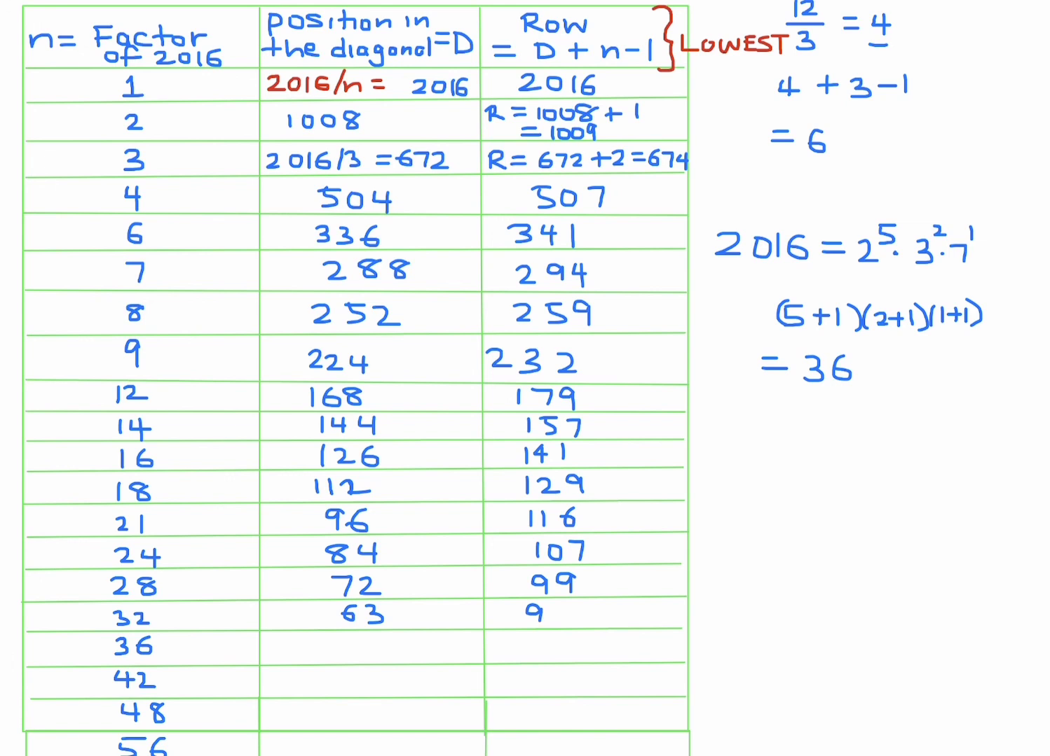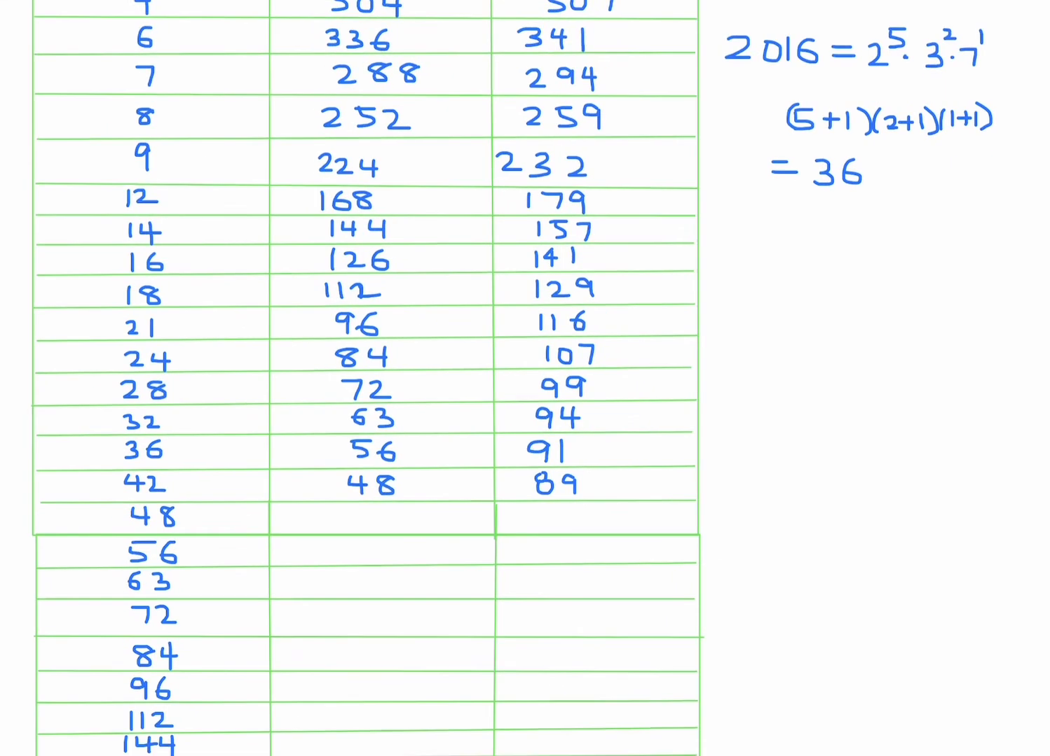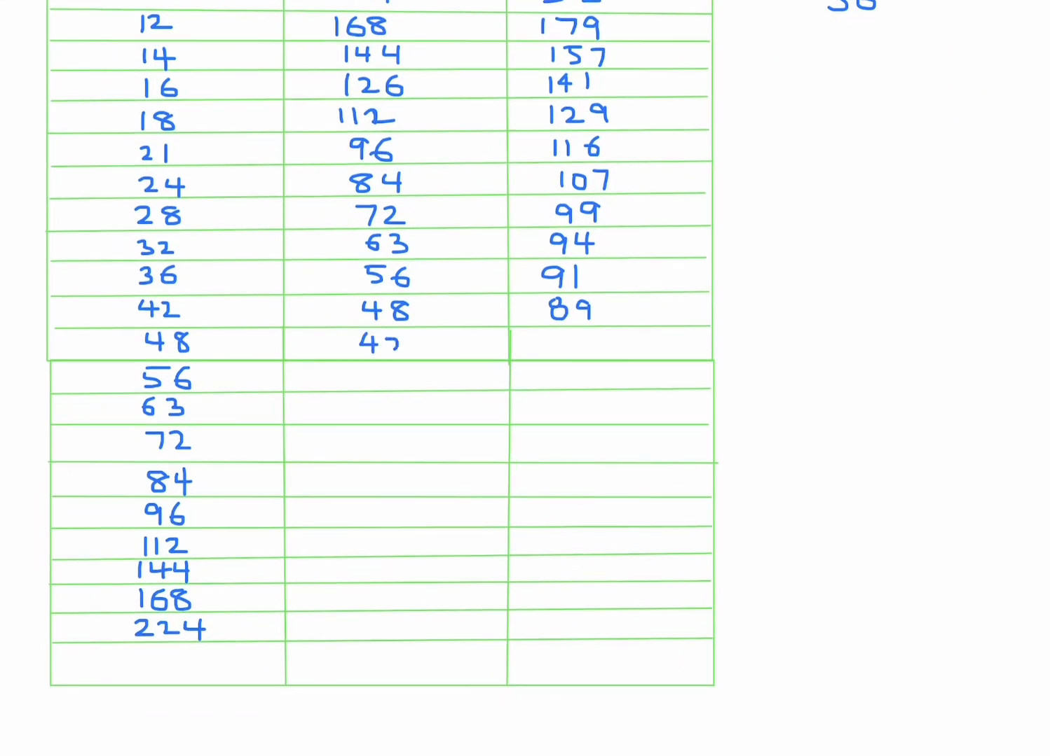63, 94. That is one of the answer choices. 56, 91, 48, and 89. And then 42, again 89, and then 36 and 91. Aha, it goes back up now, and I have a feeling it's going to go back up again. So 32, 94, there we go, it does. 28, 99, 24, 107. Yeah, it's pretty much going up in the same way. If you notice, this is the same as that. 89, 91, 94.